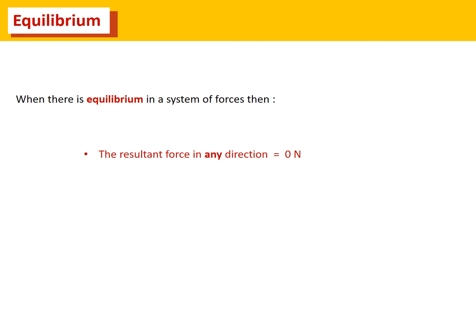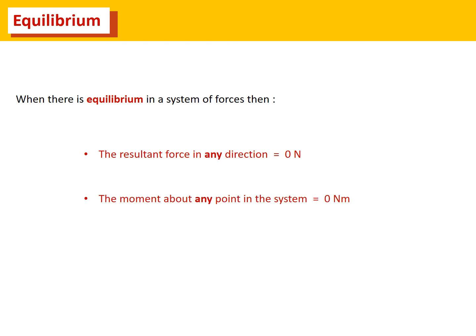In this lesson we're going to be looking at equilibrium. When there's equilibrium in a system of forces, there are two things. One is the resultant force in any direction is zero. So in any direction, the forces in one direction will be cancelled out by the forces in the opposite direction.